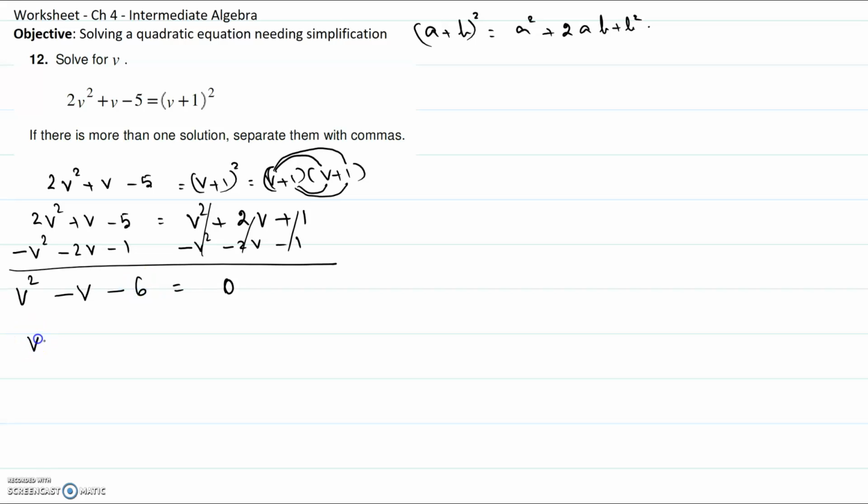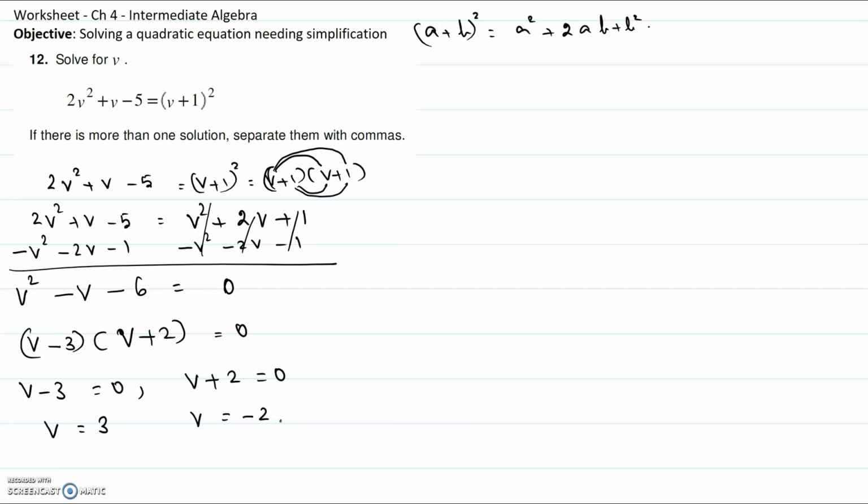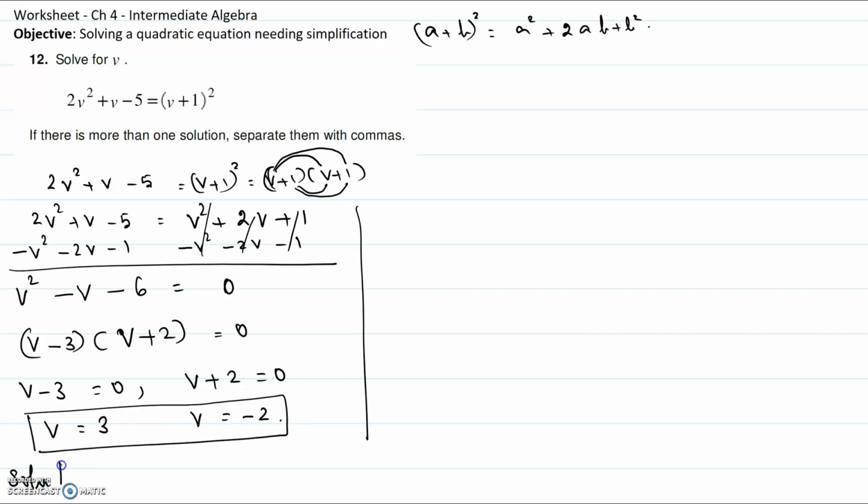Now we can factor this. That is (v minus 3) times (v plus 2) equals 0. So either v minus 3 equals 0 or v plus 2 equals 0, so v equals 3 or v equals negative 2. In this case we used factoring. So these are the two solutions. You can write the solution as negative 2, 3 inside curly brackets.